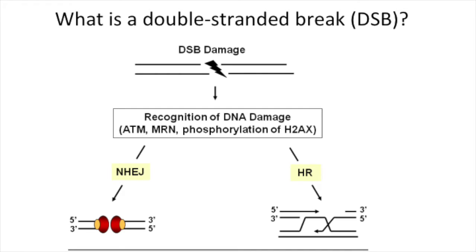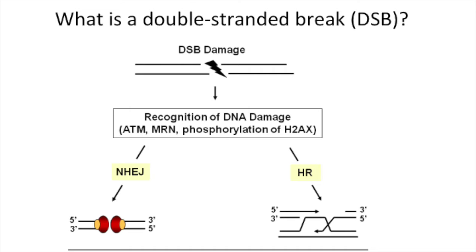So what is a double-stranded break? It's when both strands of the DNA duplex are broken. This can occur either through endogenous sources such as free radicals or exogenous such as ionizing radiation. Double-stranded breaks are detrimental because they can lead to cell death if they're not repaired, and if they're not correctly repaired, they can cause deletions and translocations in the DNA, which is commonly found in cancer cells.